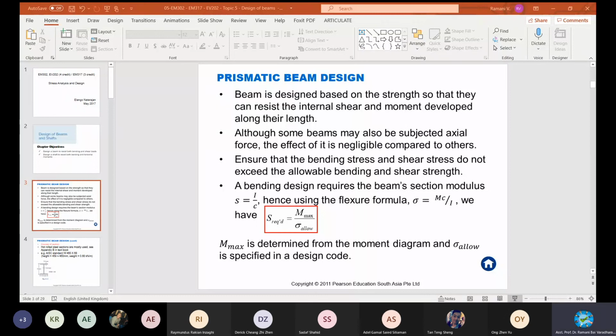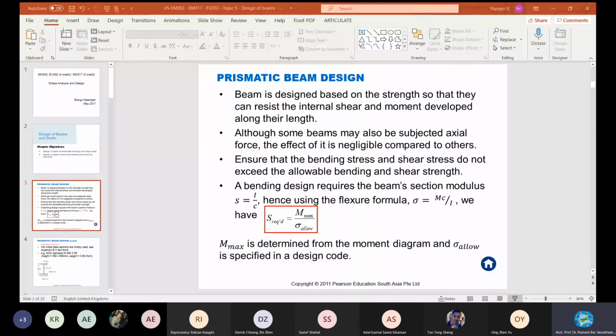Prismatic beam design. Make sure that S is slightly greater than S required. As usual, the factor of safety applies here. The selected section should be more than the required one. The member should have more section value than the design one, so that the bending moment created by the weight of the beam can be considered.